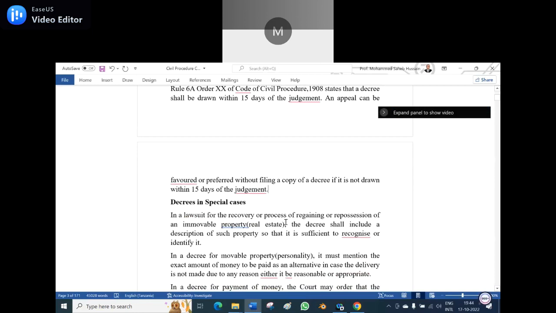Decree in special cases. In a lawsuit for the recovery or the process of the regaining.